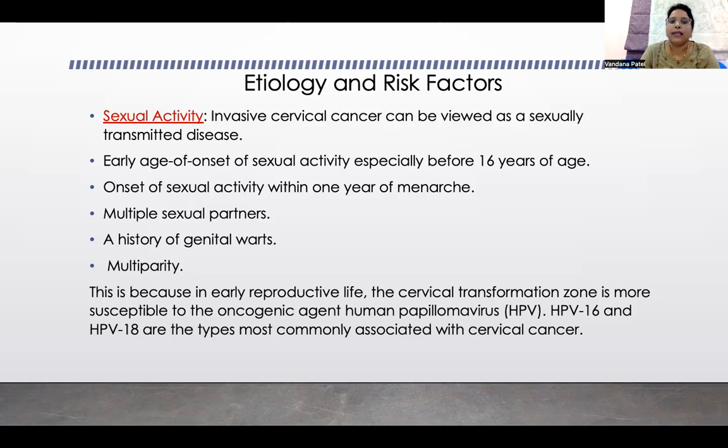Why is sexual activity considered an important factor in the causation of cervical cancer? Because during early reproductive life, the cervical transformation zone is more susceptible to the oncogenic agent human papilloma virus. So, what is the transformation zone? It is the area in the cervix near the opening of the external cervical canal, where the columnar cells have a major tendency to get converted into squamous cells. This abnormal conversion of the cells can lead to dysplasia or cancer formation. HPV 16 and HPV 18 are the types most commonly associated with cervical cancer.